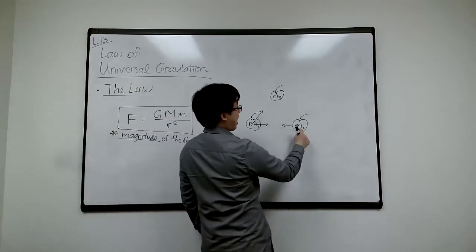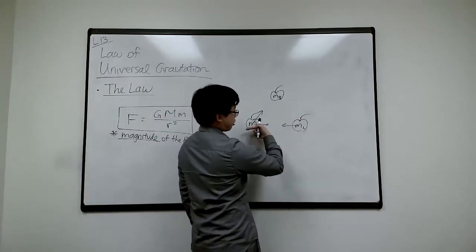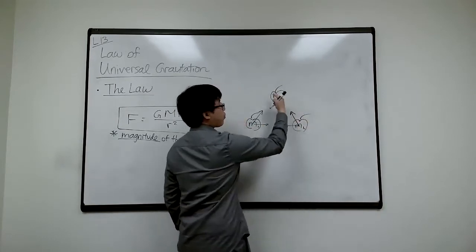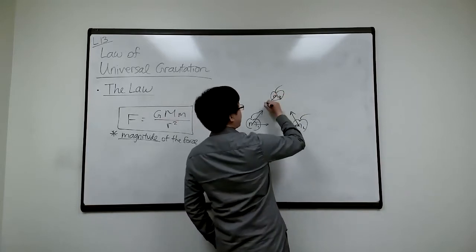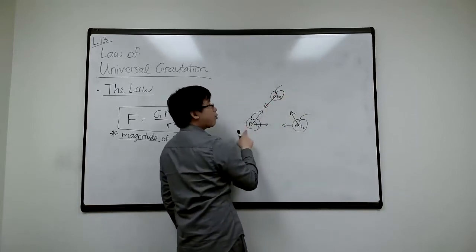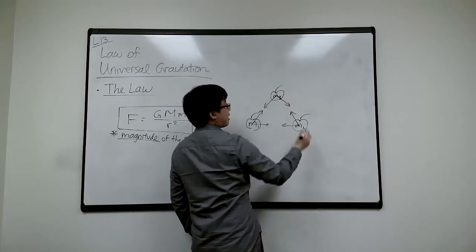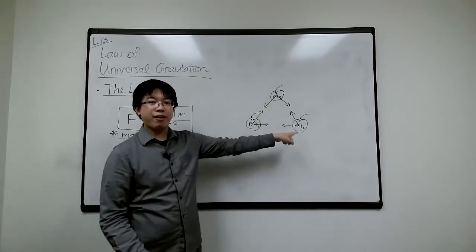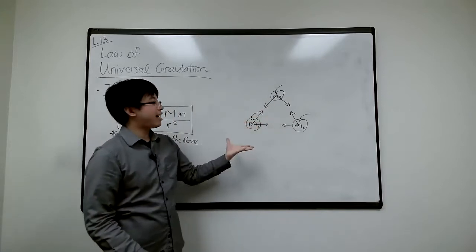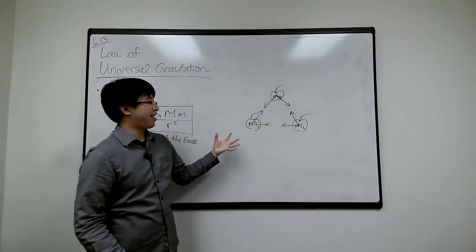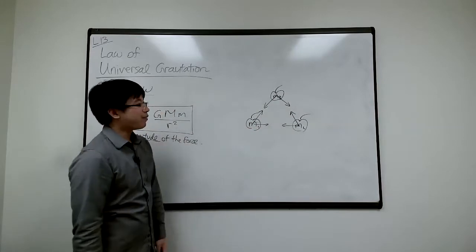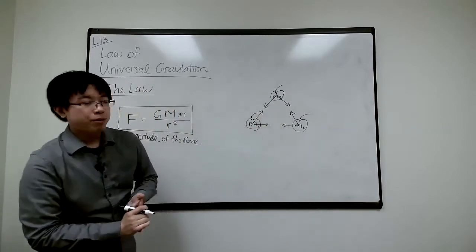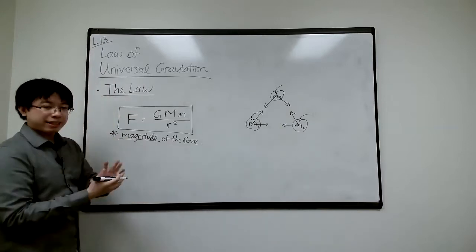Of course, this one will also experience a universal gravitational force by M3. This one experiences a universal gravitational force by M1. This also experiences a universal gravitational force by M2. So I've just drawn the three free body diagrams of these three apples. What if you have a fourth one? They all will attract each other. So property number one is that it's universally attractive.